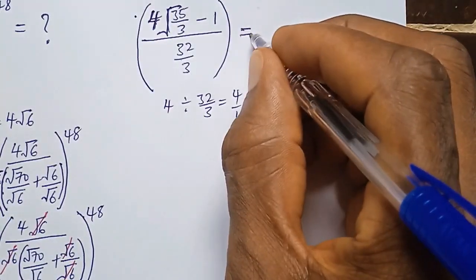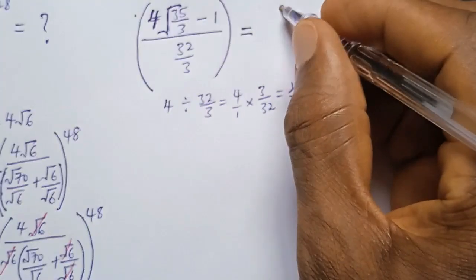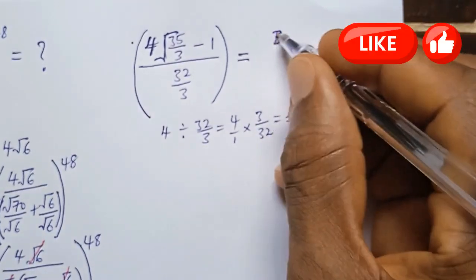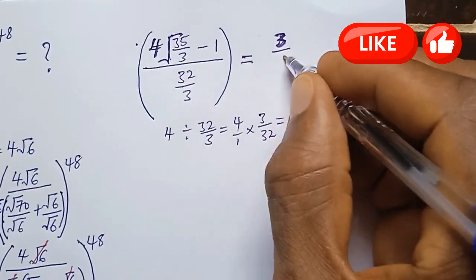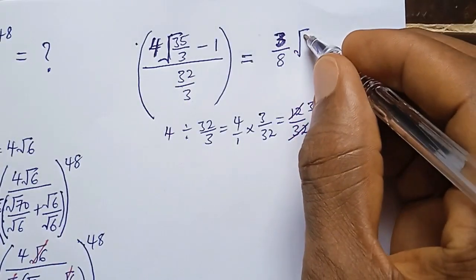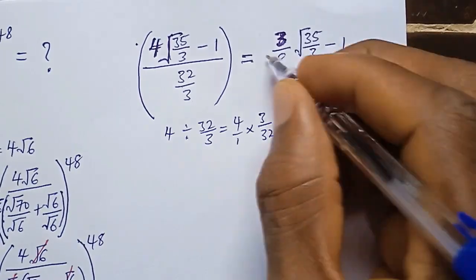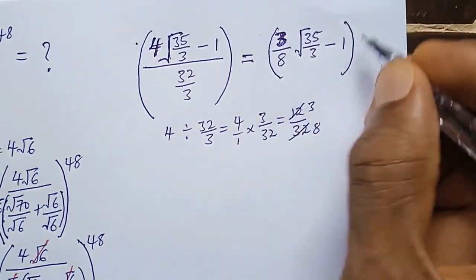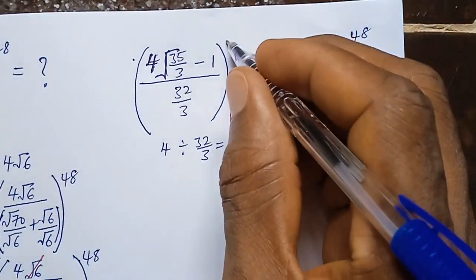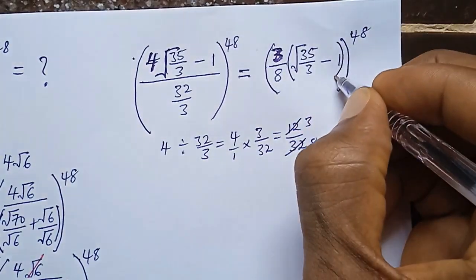So this becomes 3/8, then square root of 35/3 minus 1, all into bracket, raised to power 48. So this is what we are left with now.